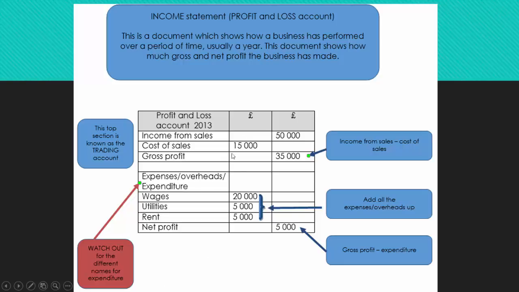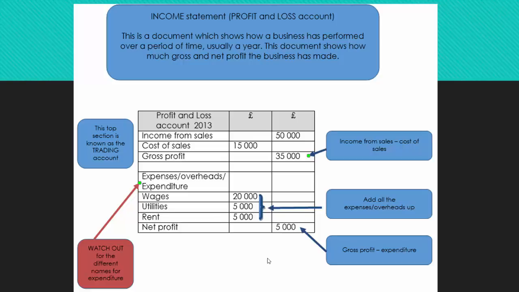We then need to think about the expenses, the overhead, the expenditure, whatever name it's going to be put in there, but we're talking about all the other expenses that the business has got, in this case wages, utilities, rent. Once you've added all them up, in this case £30,000, you take it away from the gross profit figure and you're left with your £5,000 net profit.